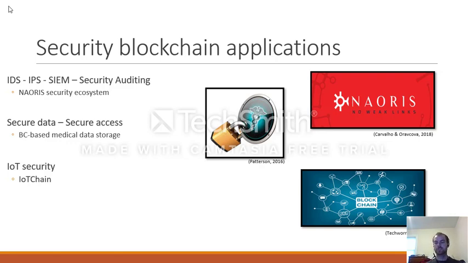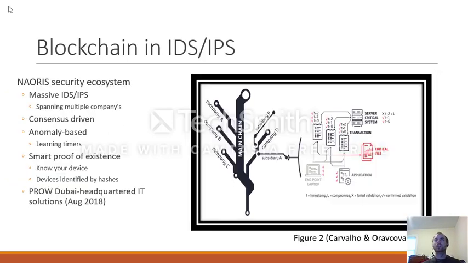So blockchain and intrusion detection and intrusion prevention. The Norris security ecosystem is sort of like a massive IDS, IPS. It's meant to span multiple countries to allow for the largest amount of consensus.